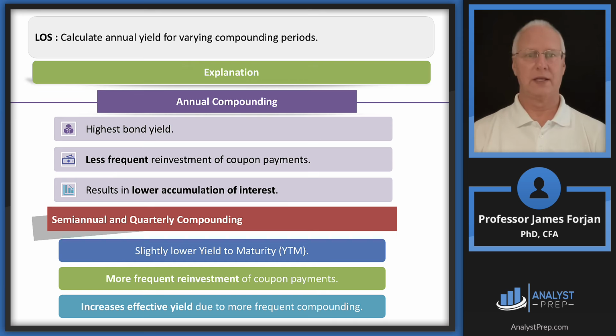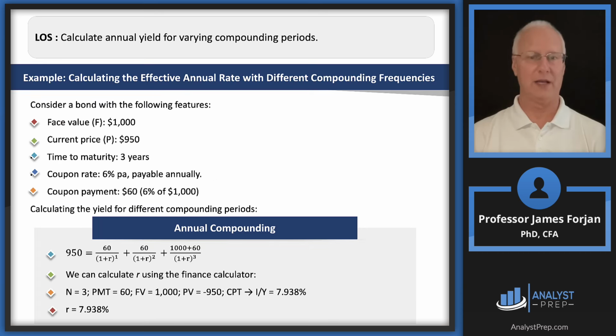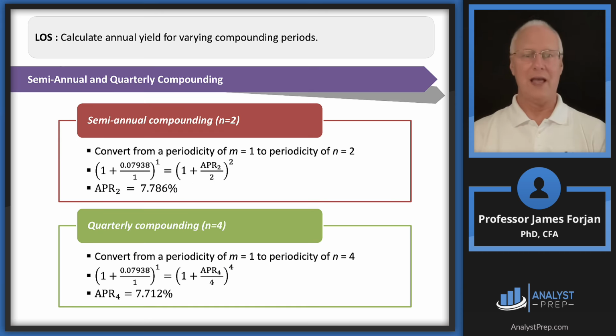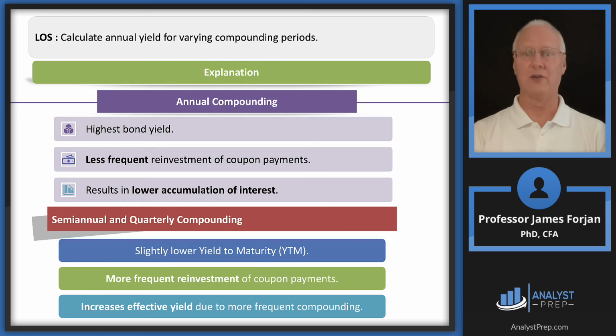All right, let's go ahead and summarize what we did in those previous calculations. What did we find? We found that when we did annual compounding, we had the highest bond yield. Let's just go back there. What was that? 7.93, and then 7.78, 7.71. All right, so that makes sense because less frequently reinvested coupon payments means there's lower accumulation of interest. For semi-annual and quarterly compounding, we just flip it over. We're going to have a slightly lower yield to maturity because there's more frequent reinvestment.